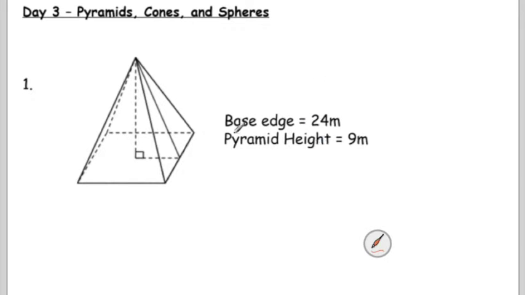So they gave us the base edge. They probably should have told us that this is going to be a square pyramid that we're using right here, where we would know that all four sides of it would be 24 for the length of the base edge. The pyramid's height is 9 meters. The height will go from the center of the base to the vertex. I call that the true height.